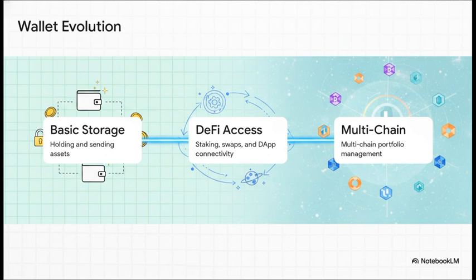Step 1, right at the bottom. Wallets started out strictly for just holding and sending your assets. Pretty basic. Then, Step 2 introduced staking, swaps, and connecting to dApps. But Step 3, that is the current paradigm shift. We're talking multi-chain portfolio management. This is where multiple totally different blockchain environments are managed from a single unified interface. It's like having the ultimate universal remote.